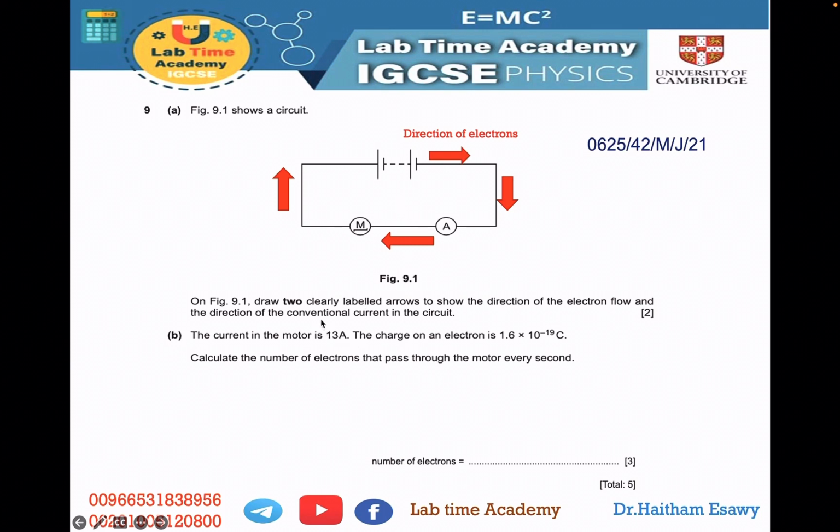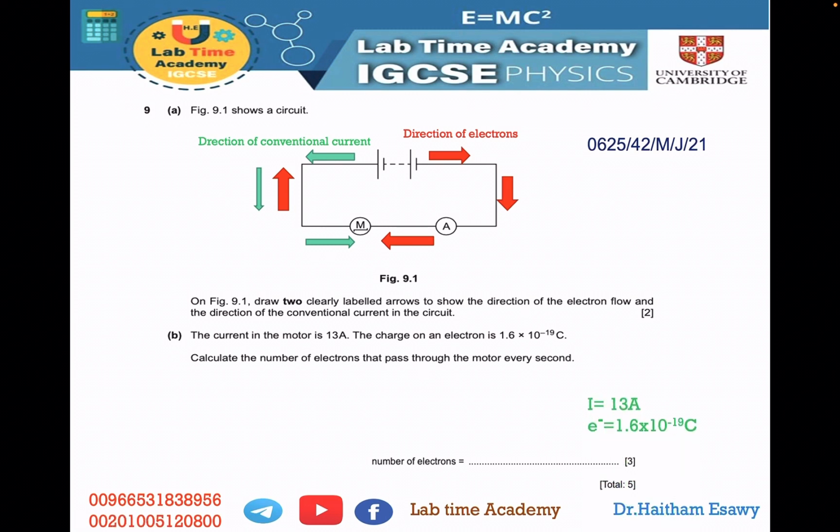What about the direction of the conventional current? It is opposite to the direction of the electron flow. It moves from the positive pole of the battery to the negative pole. Next, B. The current in the motor is 13 ampere. The charge on an electron is 1.6 times 10 to the power of negative 19 coulomb. Calculate the number of electrons that pass through the motor every second.